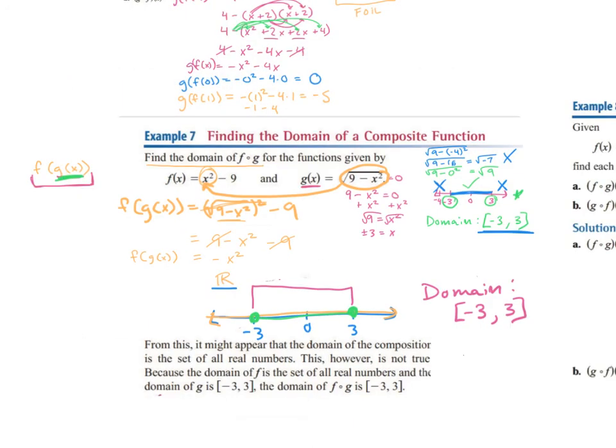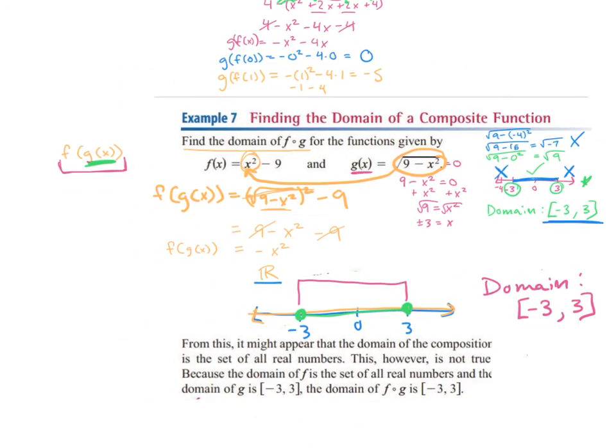So to find our domain for our composite function, we have to find what our domain of the input is and what our domain of the whole thing is, and take what's in common between those two. The domain of f of g, so we only have to do f of g of x.